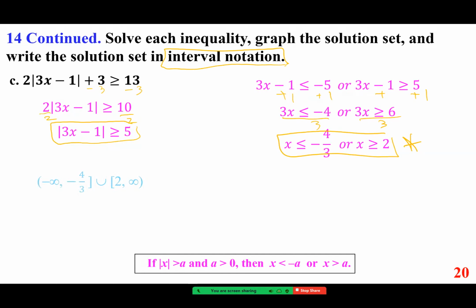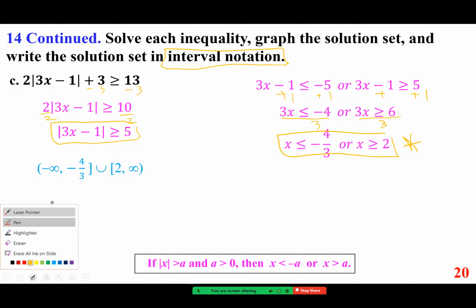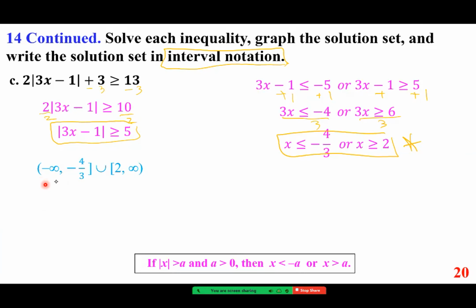We write it in this fashion. Notice x is less than or equal to -4/3. That means minus infinity to -4/3. Negative and positive infinity always take parentheses because they are not numbers, they are concepts. -4/3 takes a bracket because of the equality.